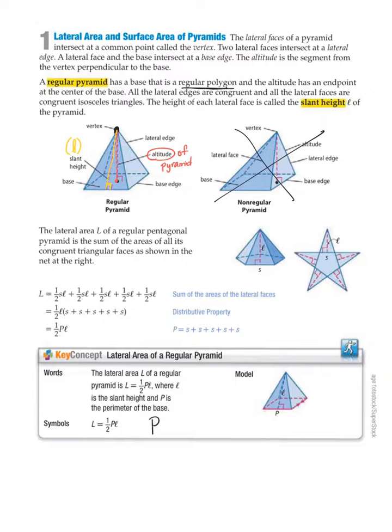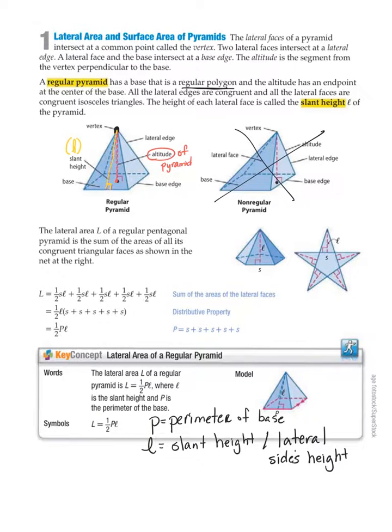Let's write these variables down here. The P is the perimeter of the base again. And L stands for slant height, which is the lateral sides' height. It is not the altitude. Okay? All right, so 1/2 PL is our lateral area for a regular pyramid.